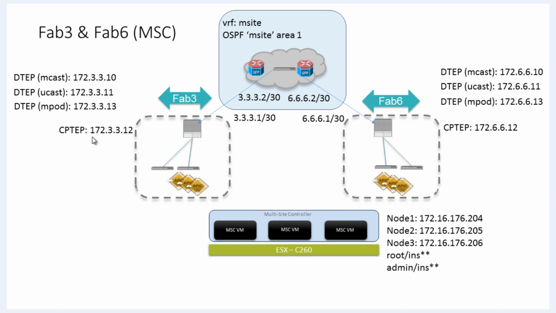The last and the lowest common denominator here is our control plane TEP, and this will be assigned for each spine in a site that's connected to the IPN. I only have a single spine plugged into my IPN, therefore I only need a single control plane TEP assigned. I've mirrored my config on both sides. I've just changed the middle octet to signify the site. So this is site 3, and this is going to be site 6. So I kept it very simple. It really helps with troubleshooting if you're consistent with your IP addressing system.